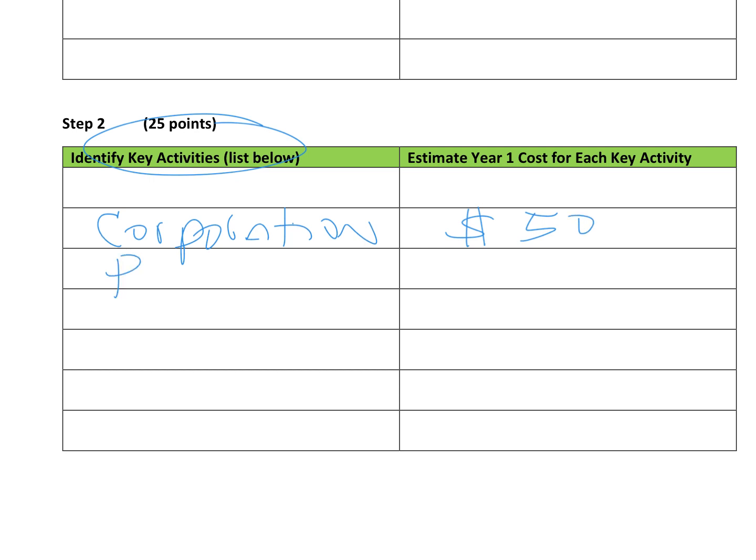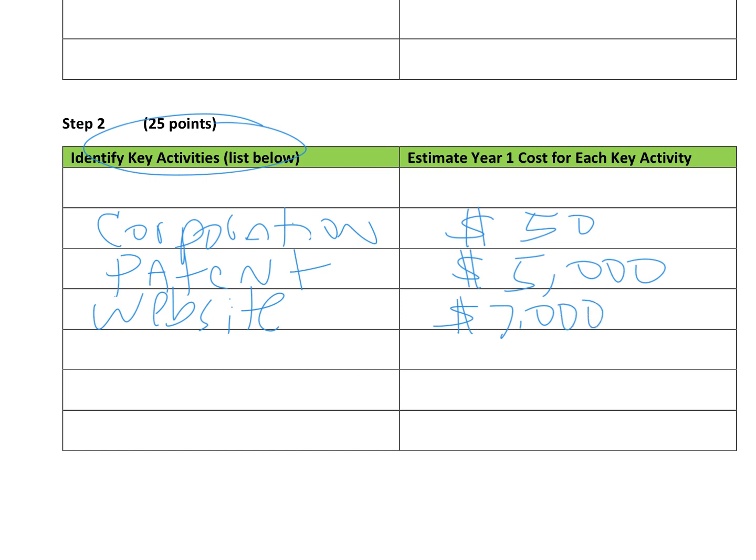I need a patent, a full 20-year patent that could cost as much as $5,000. Or I need a website developed. That could be 7 to 10 thousand for a really nice website. So key activities: what things do I need to do, execute on, and the estimated cost for that.